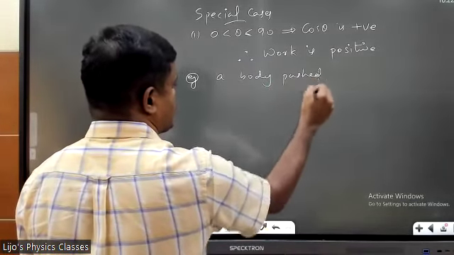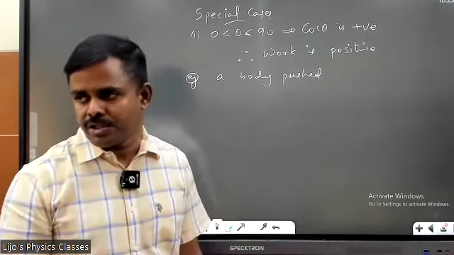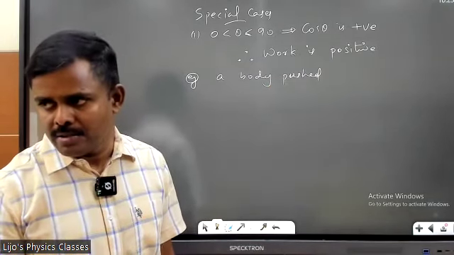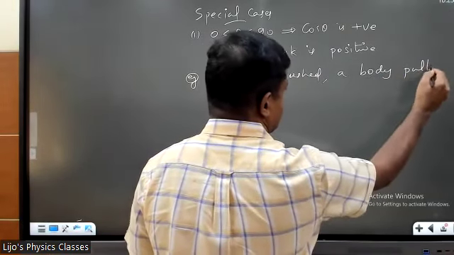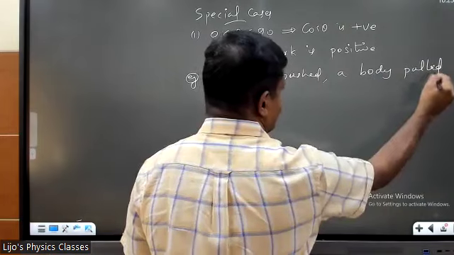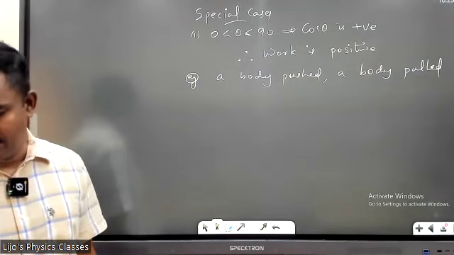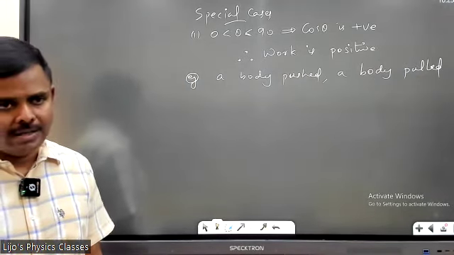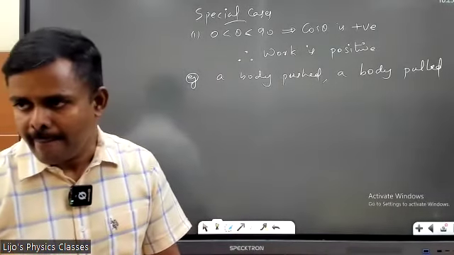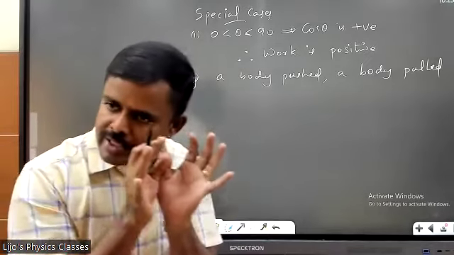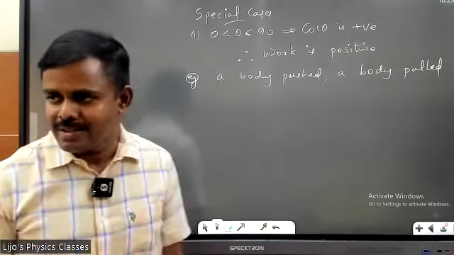A body pushed. When you push a body, the body moves in the direction of the push. Correct. Theta will be zero, no? Right. A body pushed, a body pulled. You pull the body towards you, the body comes towards you, right? So theta will be zero. Work is positive. Normal cases, theta is always an acute angle. When you push, the body moves in the same direction, right? When you pull, the body moves in the same direction. Correct. Theta will be zero.